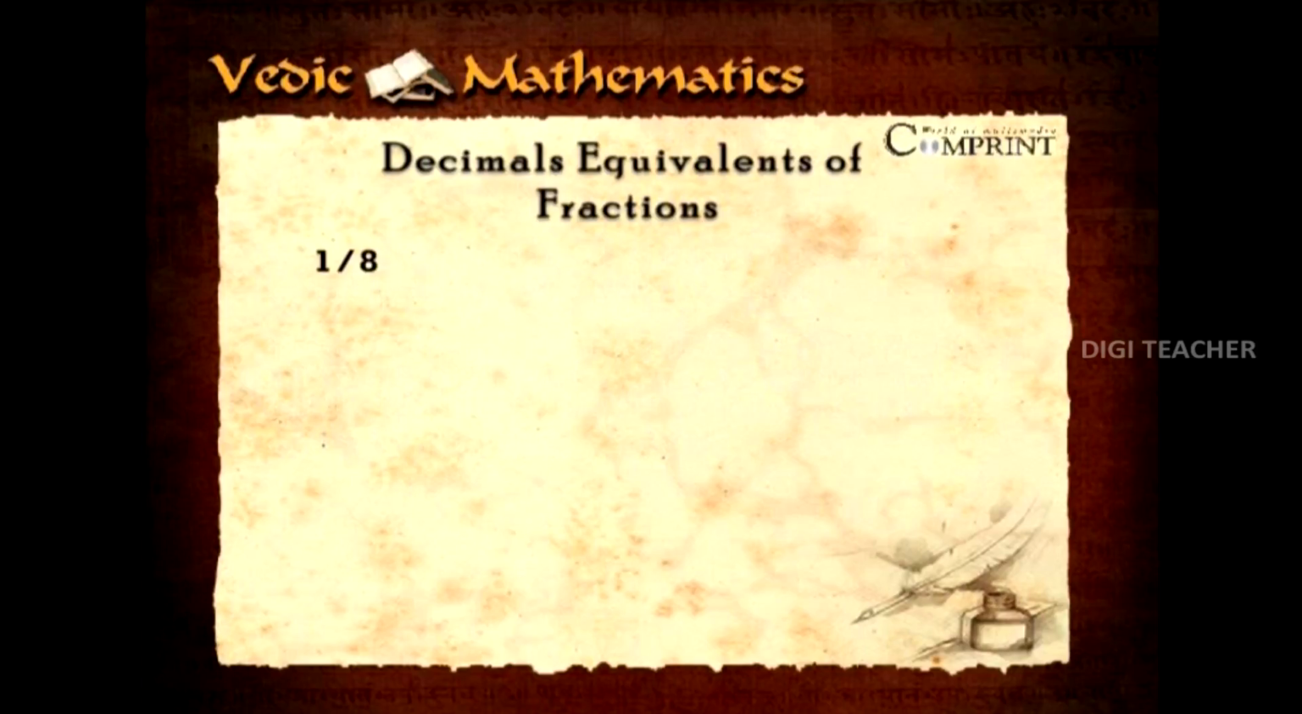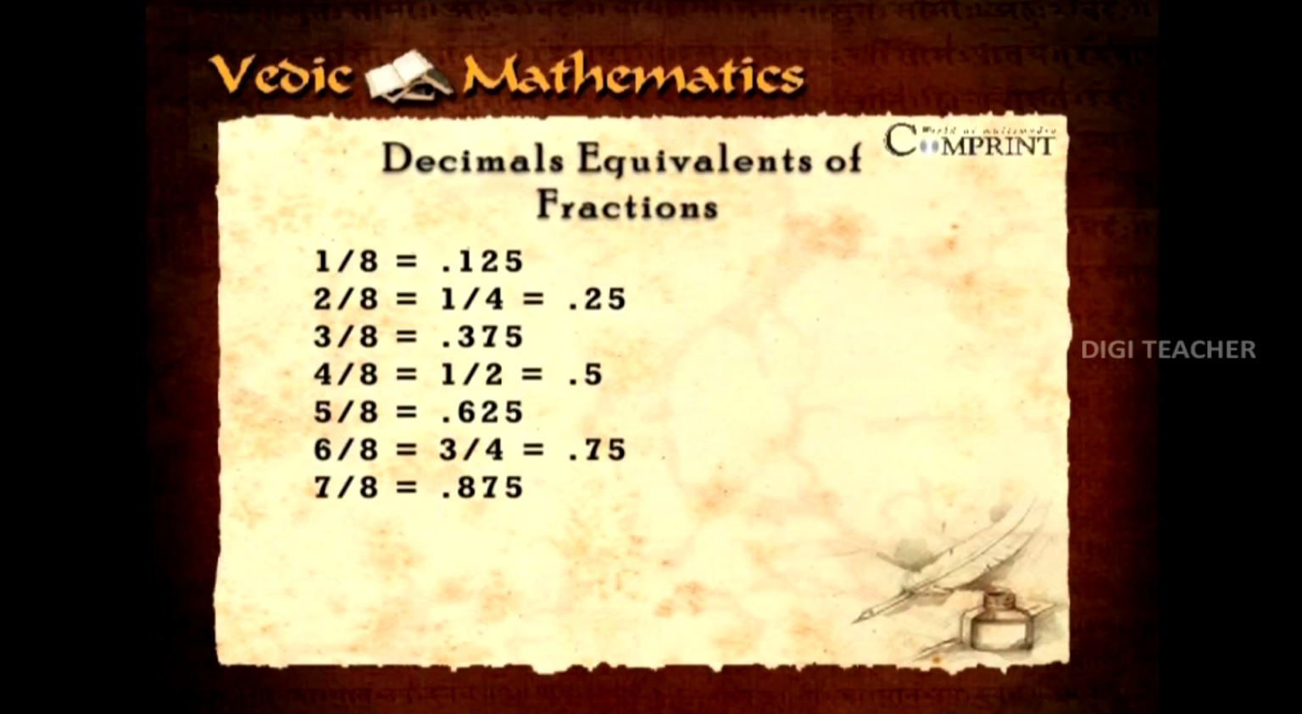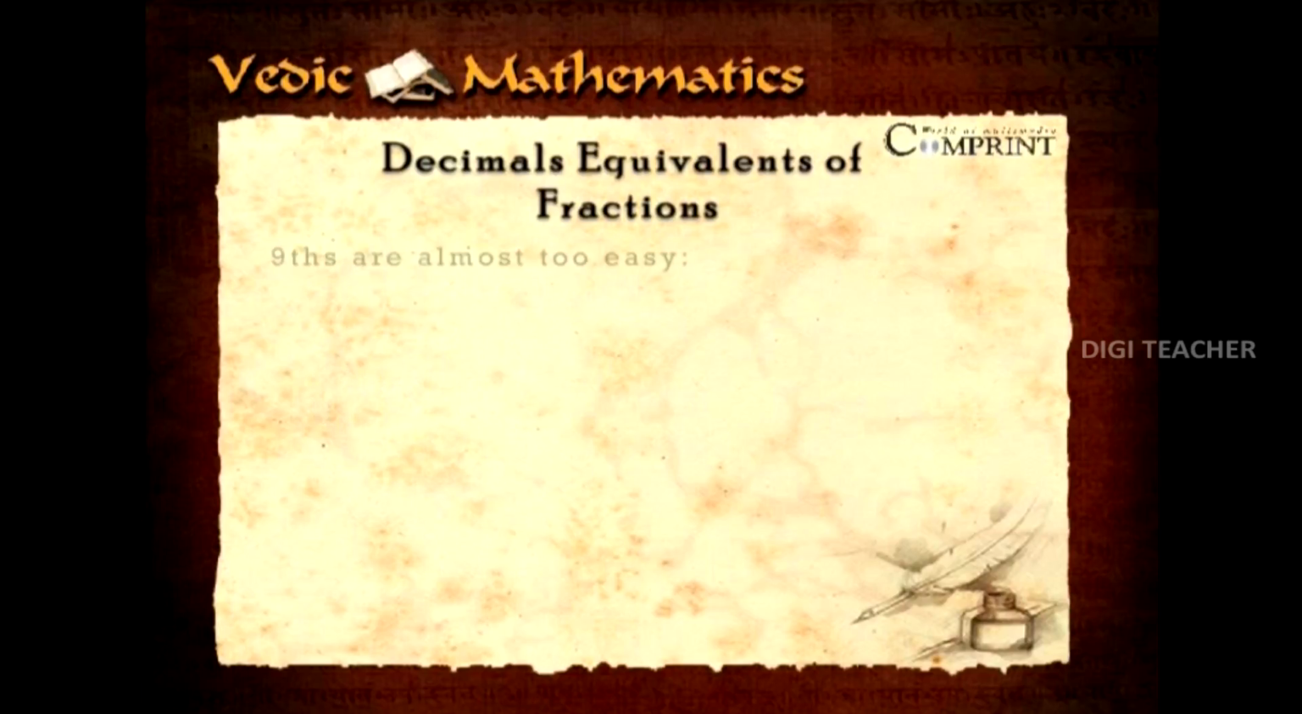That is, 1/8 equals 0.125, 2/8, which is again 1/4, which is 0.25, 3/8 equals 0.375, 4/8, which is half again, which is again 0.5, 5/8, which equals 0.625, 6/8, which is again 3/4, and it is 0.75, and 7/8, which is 0.875. Now, the 9ths are almost too easy to learn.